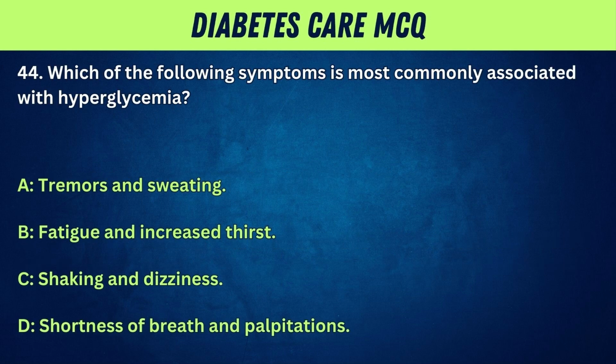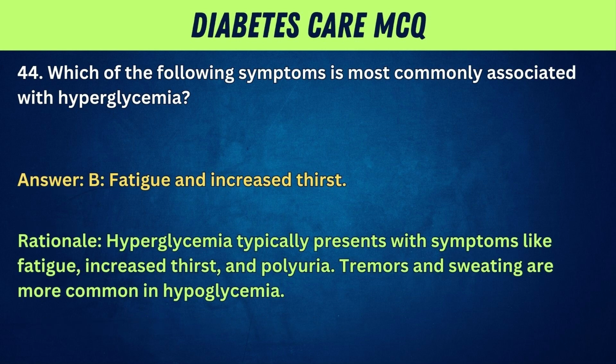44. Which of the following symptoms is most commonly associated with hyperglycemia? A. Tremors and sweating. B. Fatigue and increased thirst. C. Shaking and dizziness. D. Shortness of breath and palpitations. Answer: B. Fatigue and increased thirst. Rationale: hyperglycemia typically presents with symptoms like fatigue, increased thirst, and polyuria. Tremors and sweating are more common in hypoglycemia.